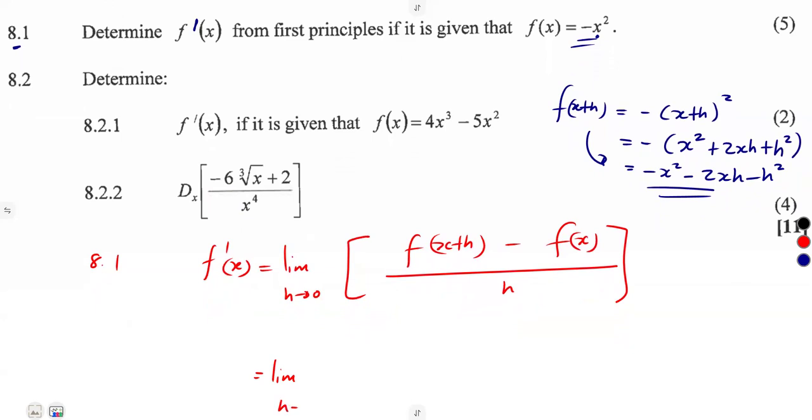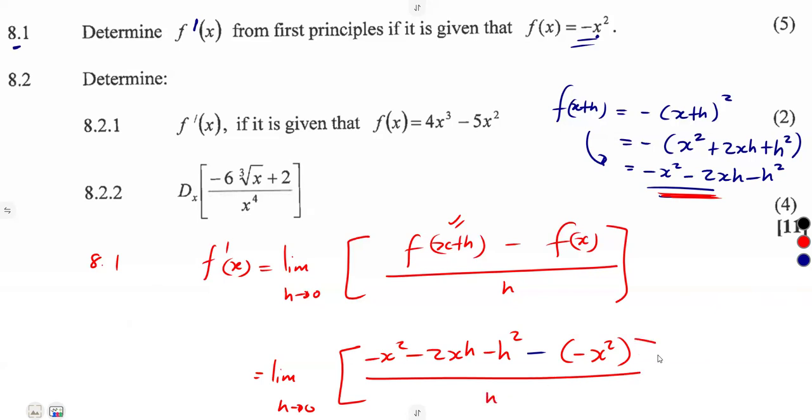So that's limit as h approaches 0 of what? f of x plus h, which is minus x squared minus 2xh minus h squared. Then we are going to subtract our f of x. Our f of x is what? Minus x squared. So since we've got a negative, let me just put a bracket here. Minus x squared, everything over h. This is it. That is the whole idea.